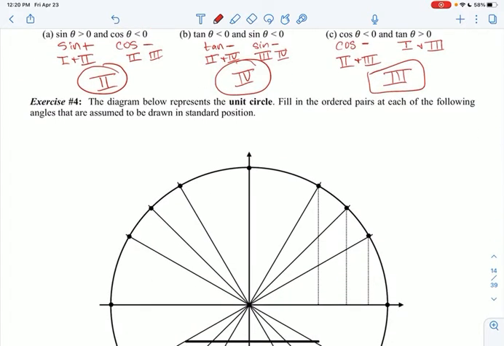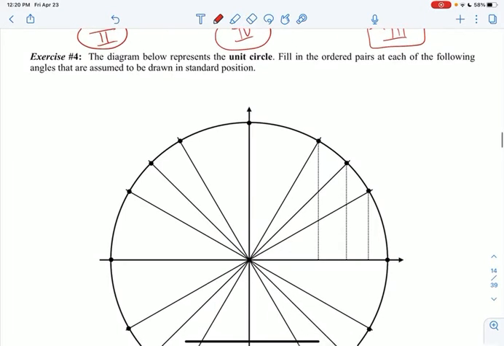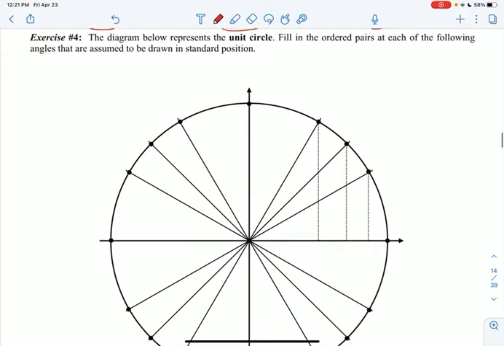All right, here we go. Unit circle. We're going to fill this in. So this diagram below represents the unit circle. We're going to fill in the ordered pairs at each of the following angles that are assumed to be drawn in standard position. All right, so 30 degrees.